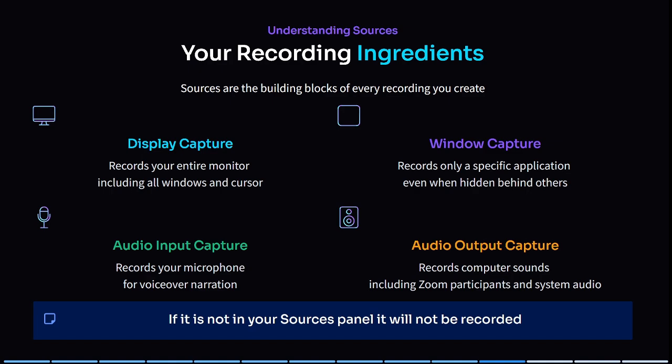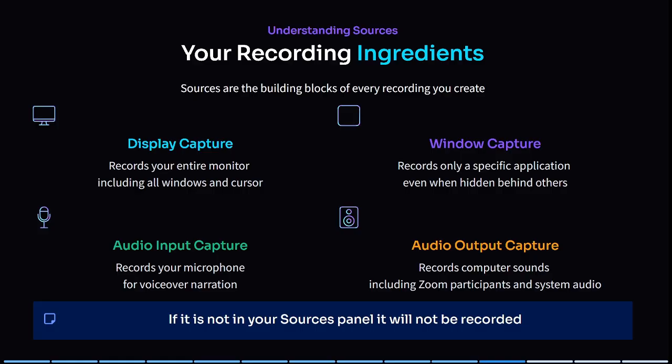Window capture is more focused. It records only a specific application window. And here's the powerful part. It captures that window even when other windows are covering it. This is ideal when you want to record just Zoom or maybe PowerPoint without showing everything else on your screen.